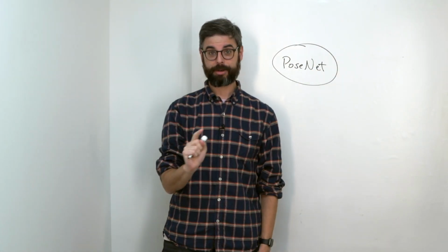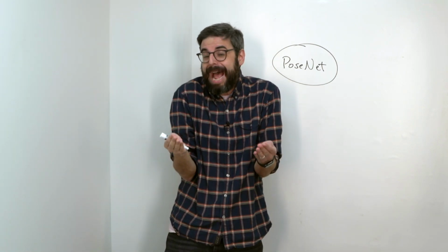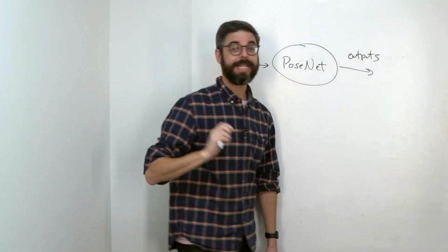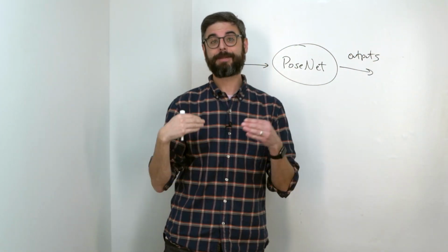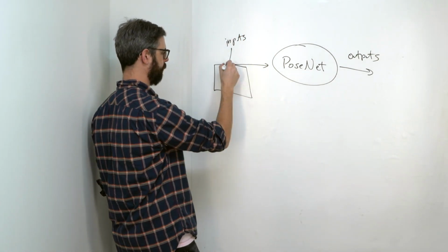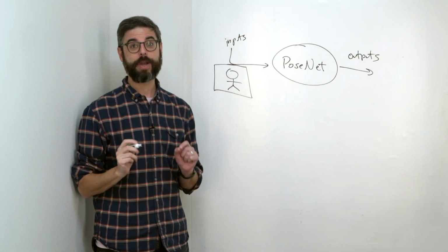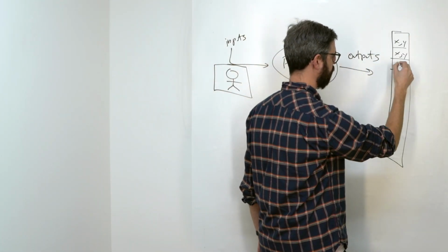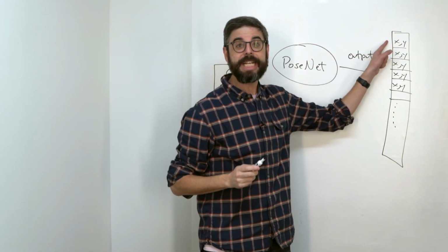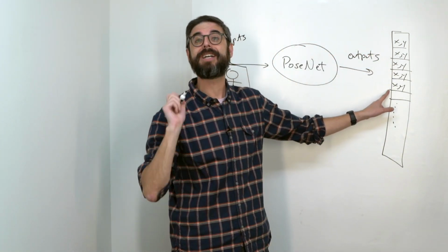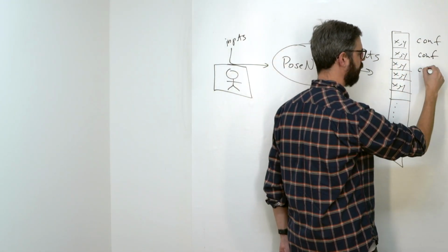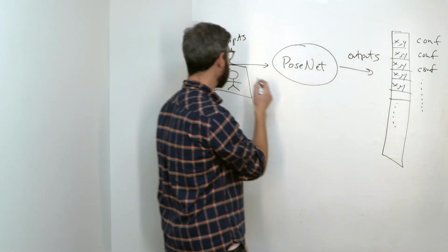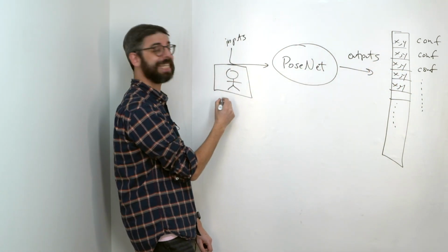With any machine learning model that you use, the first question you probably want to ask is, what are the inputs? And what are the outputs? And in this case, the PoseNet model is expecting an image as input. And then, as output, it is going to give you an array of coordinates. In addition to each of these x, y coordinates, it's going to give you a confidence score for each one. And what do all these x, y coordinates correspond to? They correspond to the key points on a PoseNet skeleton.